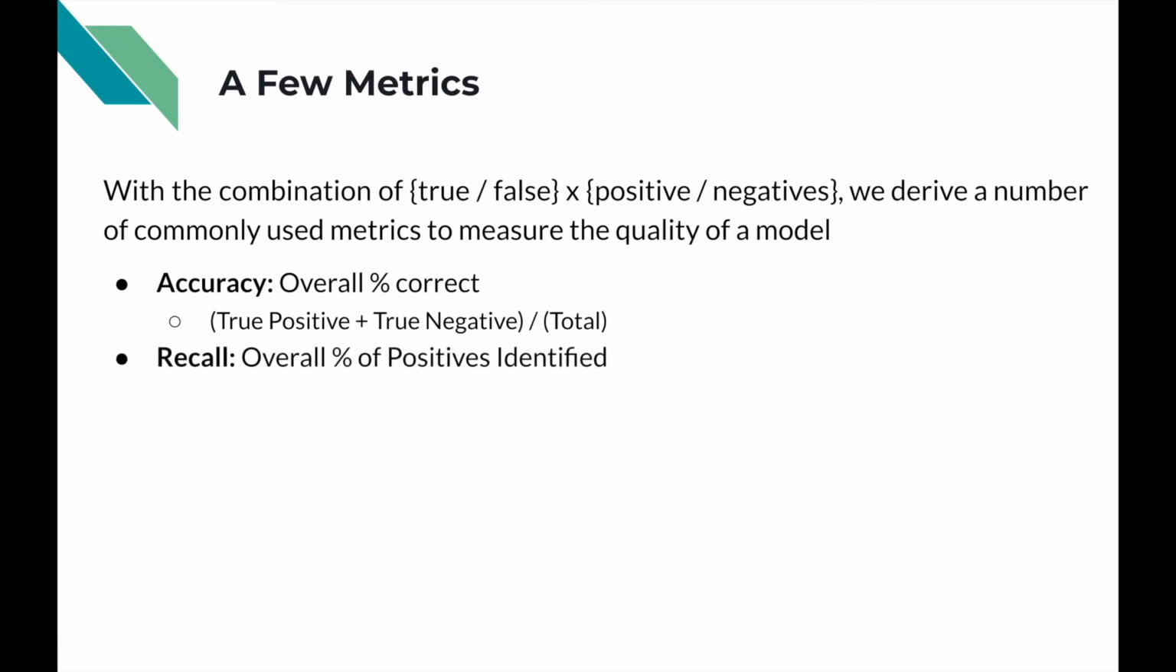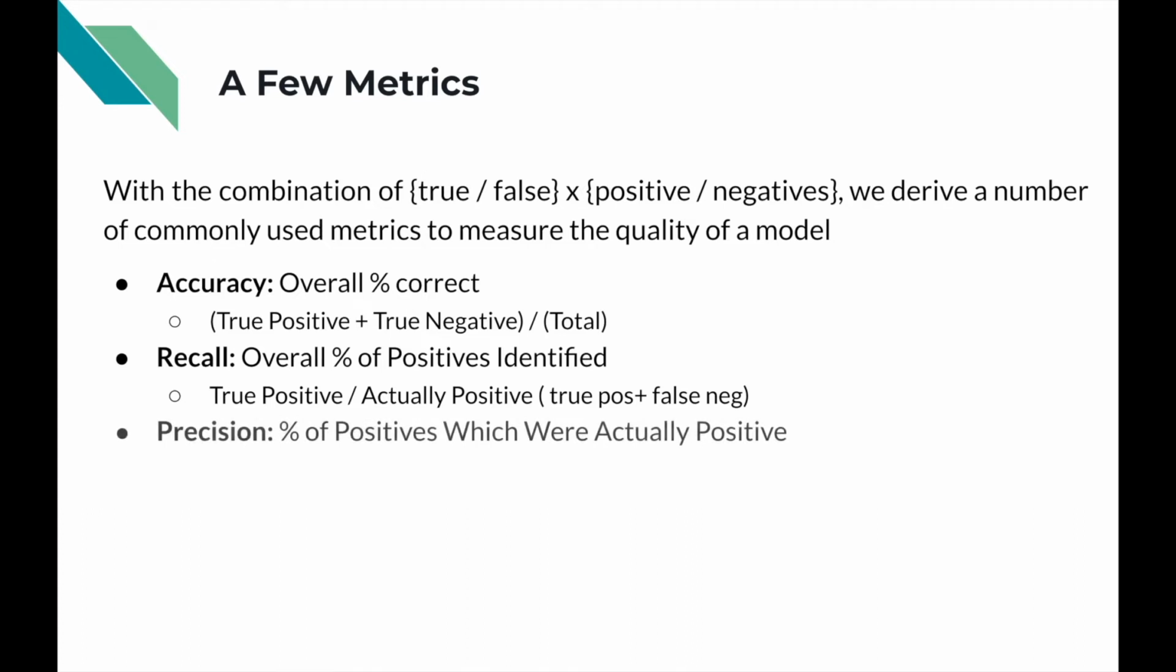For recall, we care only about the percentage of positives correctly identified. So we are looking at the true positive count versus the actually positive count, which is the combination of true positives and false negatives. For precision, we care about the percentage of positives which were actually positive. So we actually care about the ratio of true positives to the combo of true and false positives.